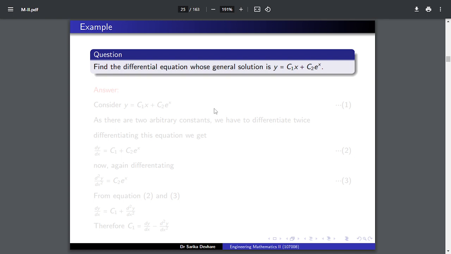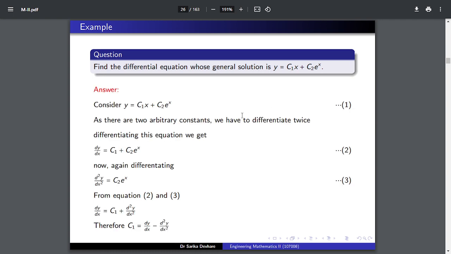The question is, find the differential equation whose general solution is this. There are two arbitrary constants, c1 and c2. That means we have to differentiate this twice and eliminate the constants c1 and c2. So to find its solution, consider y equal to c1 x plus c2 e raised to x. First, differentiate this with respect to x.